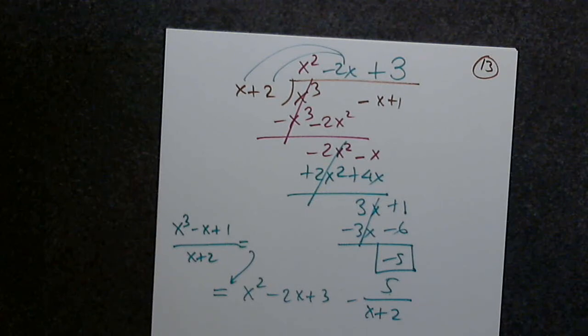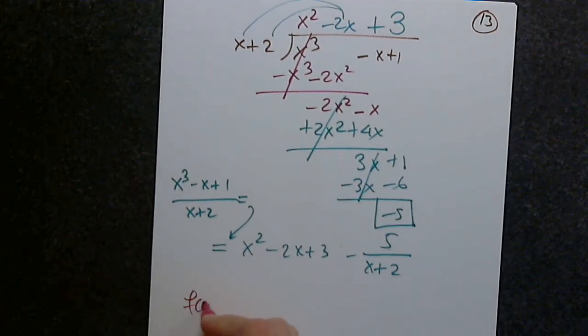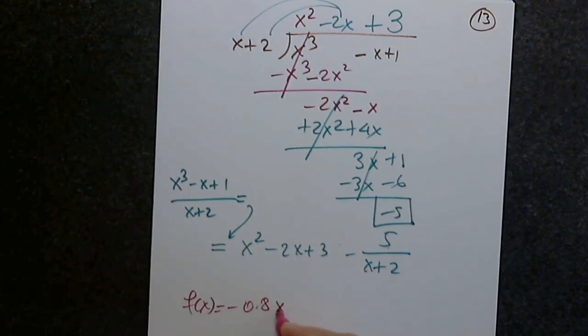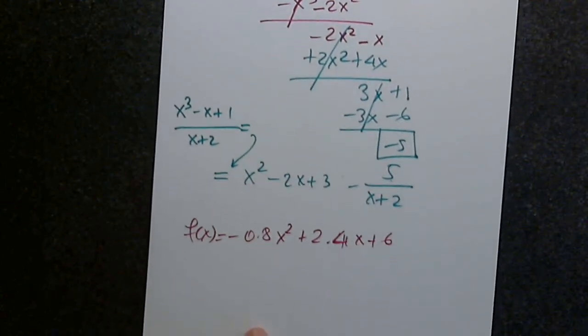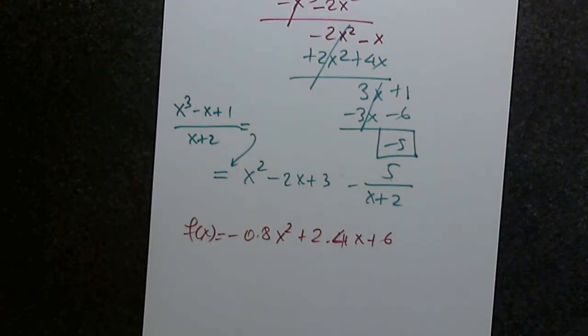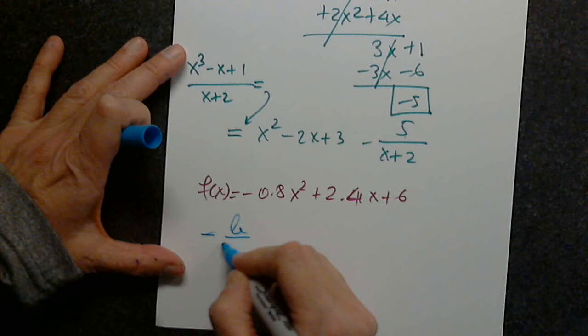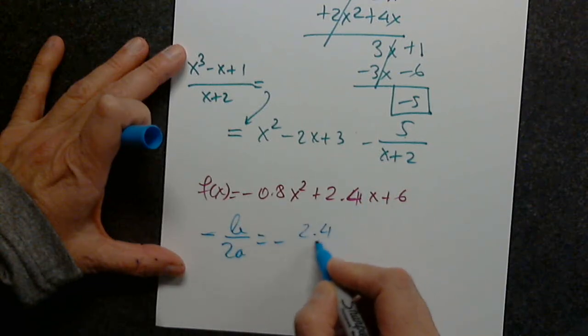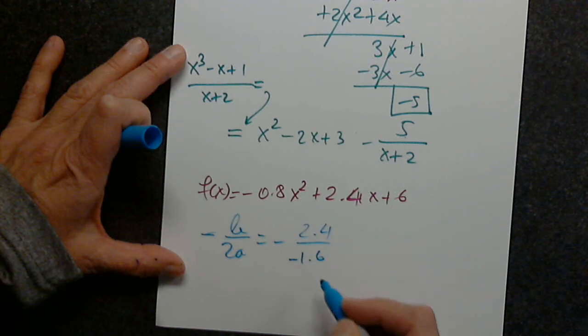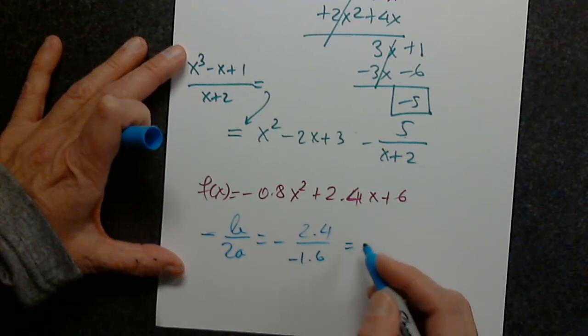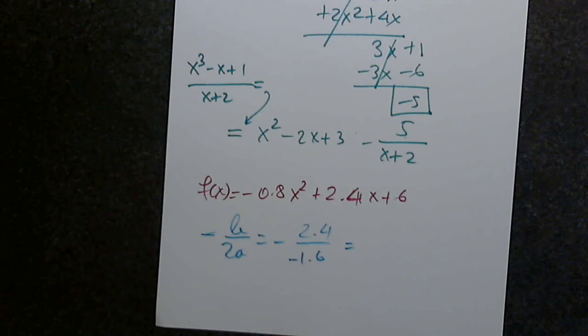Okay, so here's the problem. We have f of x equals negative 0.8 x squared plus 2.4 x plus 6. So we're asked about the maximum height. We're asked to find the maximum horizontal distance as well. So for the maximum height, please don't try to use the calculator. You have to determine negative b over 2a, which is negative 1.6. And once we get this number, then we will plug it in the function to find the maximum height.